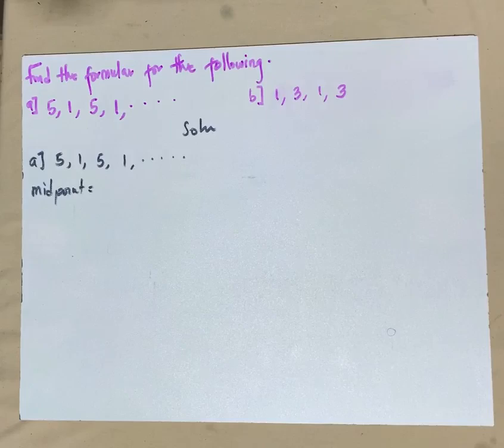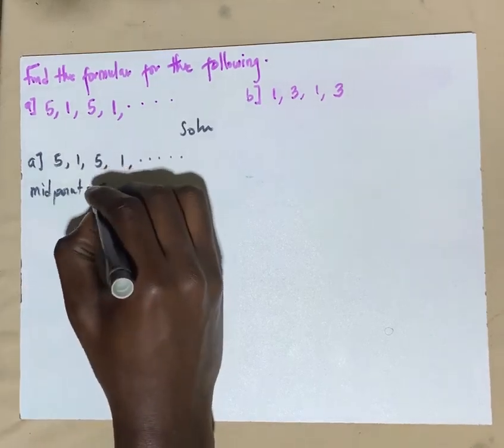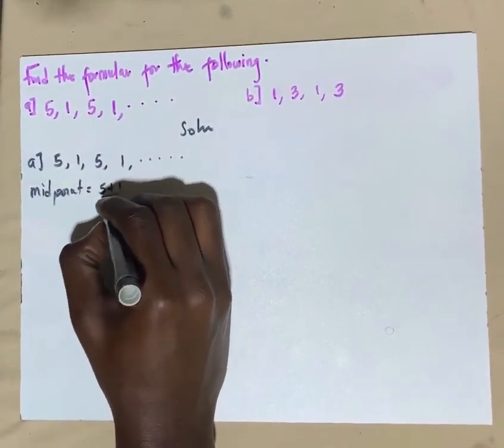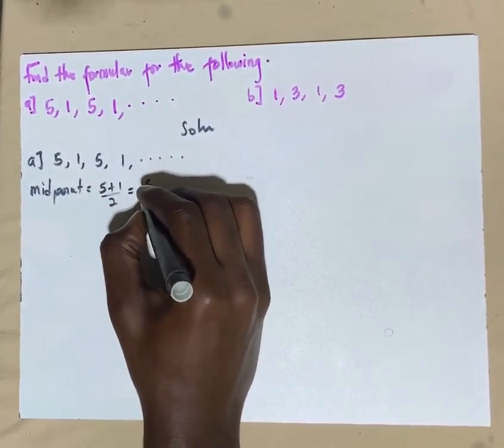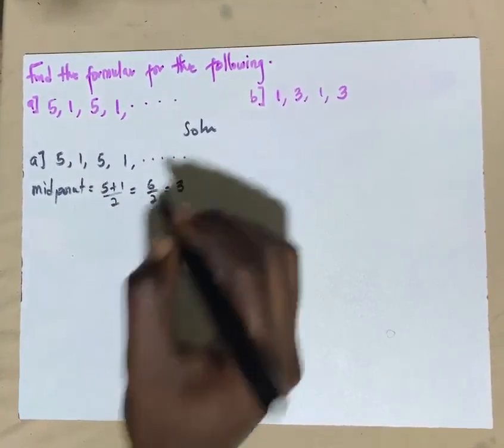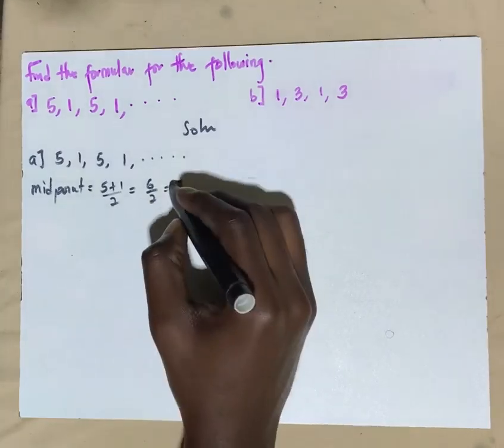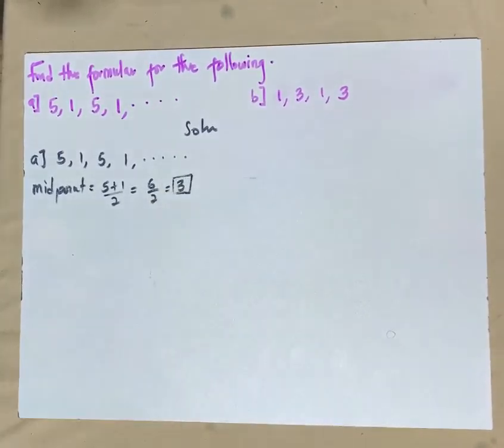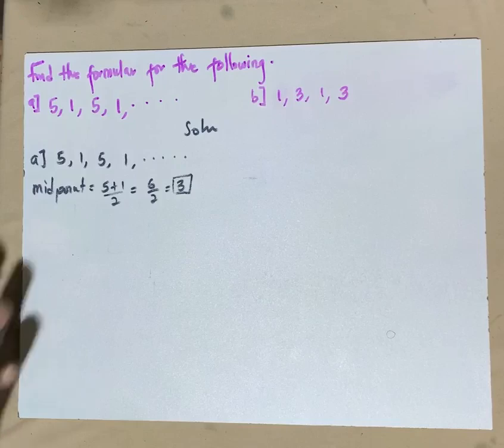Now, how do you find the midpoint of this? Very simple. To find the midpoint, all you have to do is take your 5 plus 1 all over 2, which is going to be 6 over 2, which is going to be equal to 3. So this is going to be your midway, which means when you start from 5 and you are going backwards to 1, your midpoint is going to be 3. The 3 is going to be the middle part of these alternating terms.